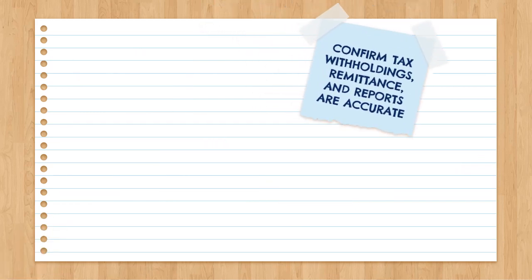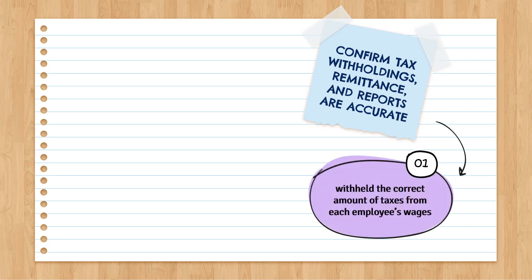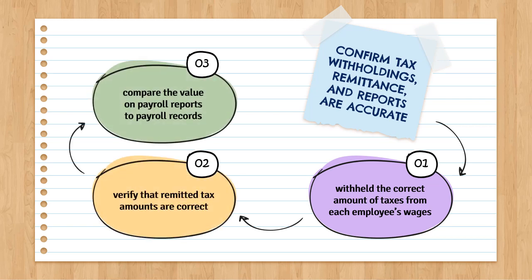Lastly, confirm tax withholdings, remittance, and reports are accurate. The company has to make sure that they withheld the correct amount of taxes from each employee's wages. They must withhold federal income, social security, and Medicare taxes. They may also need to withhold state and local income tax. Verify that remitted tax amounts are correct. Compare the values on payroll reports to payroll records. Wages and tax withholdings amounts listed on payroll reports should match payroll records.